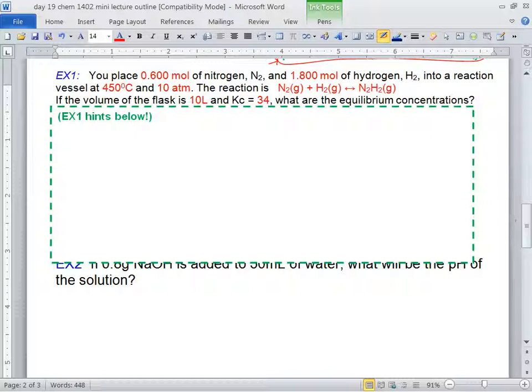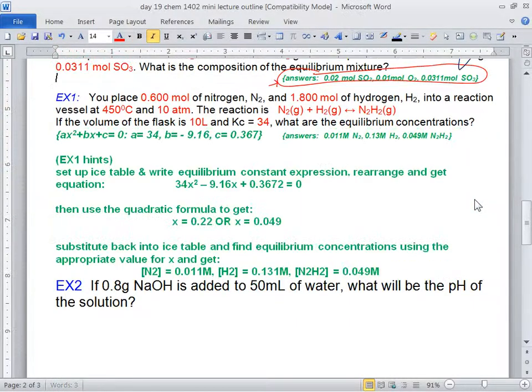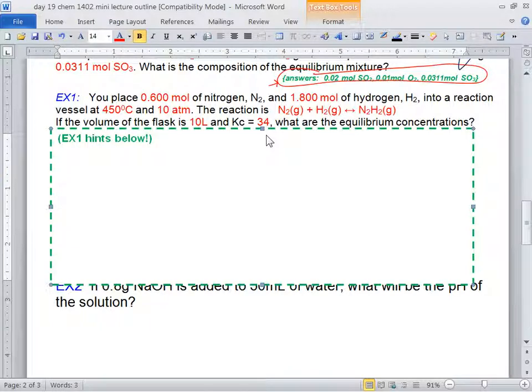What is this? Hints below. I forget what this is. Oh, this is going to turn into one of these. We should set this up, right? It turns into one of those quadratic formula problems. We should definitely set this up. Okay.